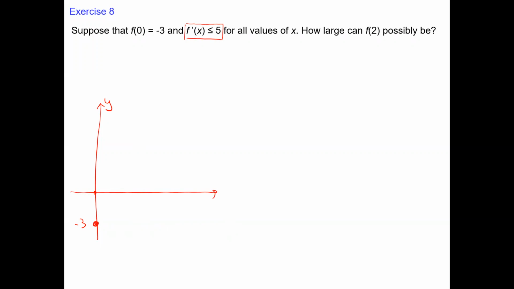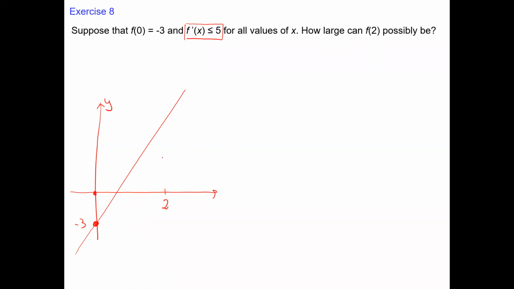The derivative is the slope of the tangent, so I can draw maybe that tangent. This slope is 5. 5 is the maximum. The slope could be lower, right? But let's focus on the maximum, since we have to find the largest value. Now, let's say 2. How large can f of 2 possibly be?